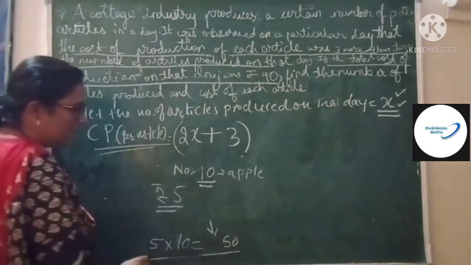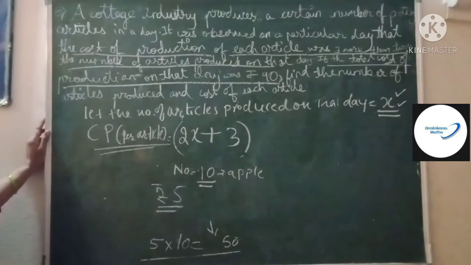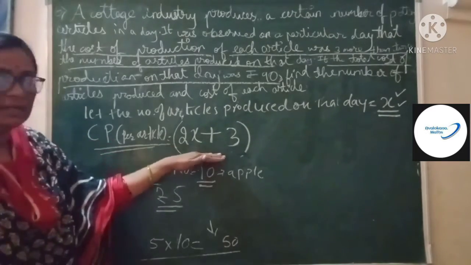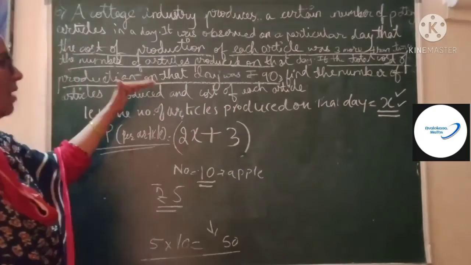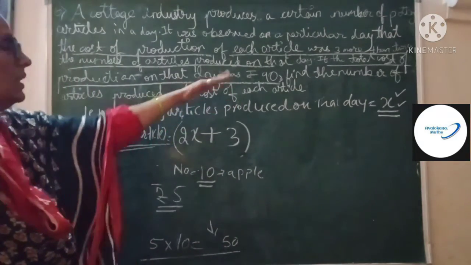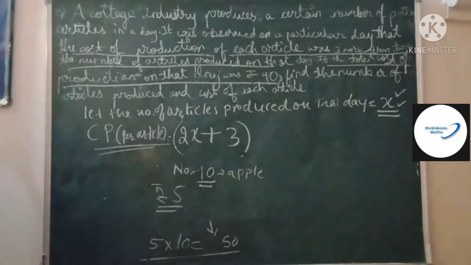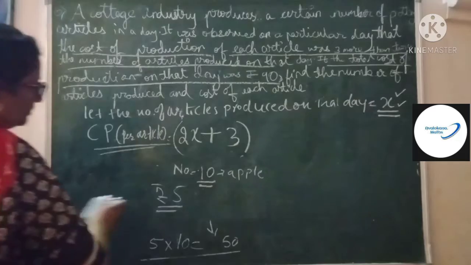That means, total how much money have I paid? That is 50. In the same way, cost of one article into the number of articles gives you the total amount, that is 90 rupees, of the articles. Okay. Now moving on, see what happens here.